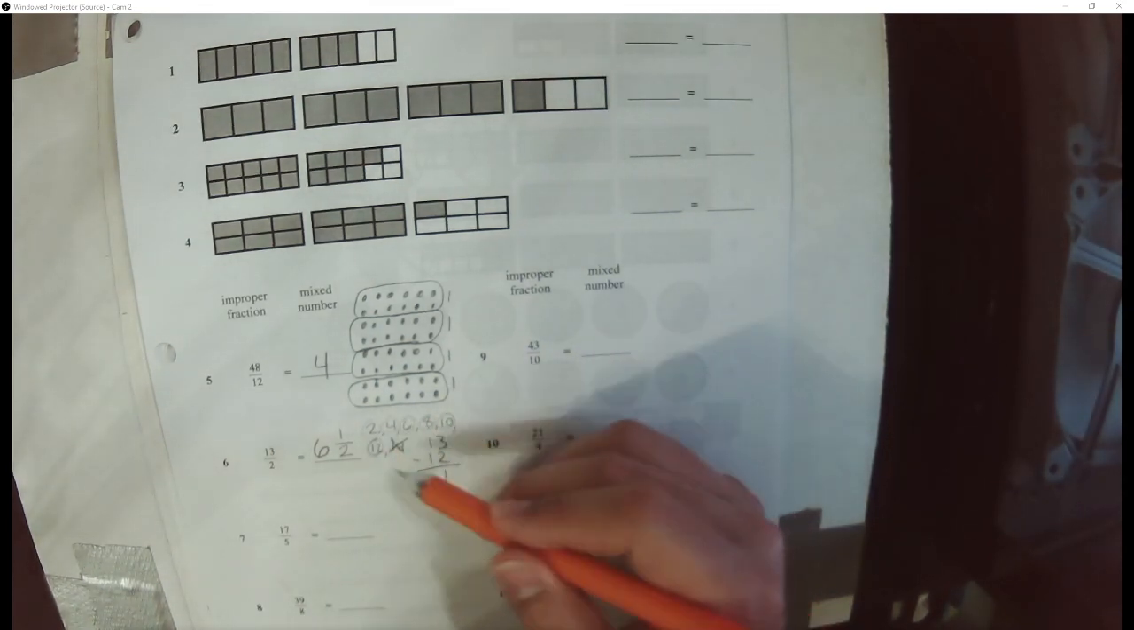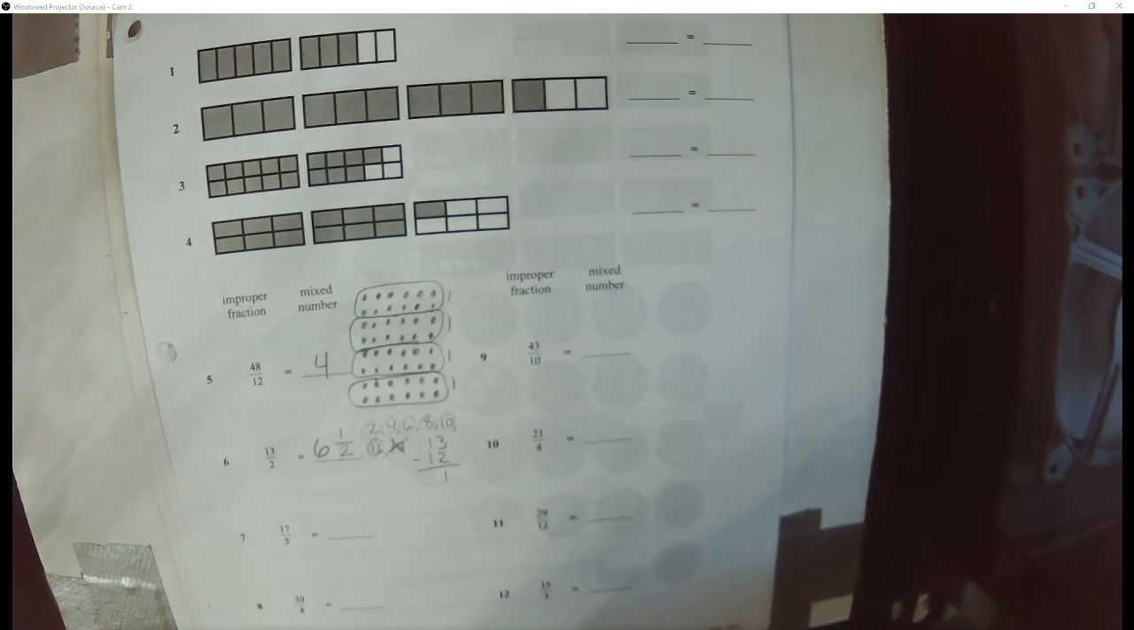So we do have this method using the number songs. We've gone over most of the number songs, but like the 12s, we haven't gotten there yet. Some of us might remember the 12 song from last year, and if you do, that's absolutely fantastic. But if you don't remember the number song, there's another method you could use.